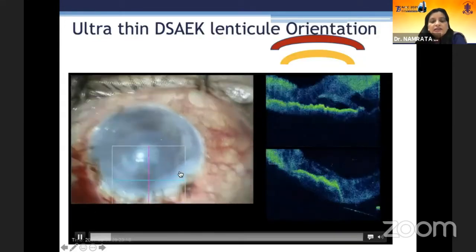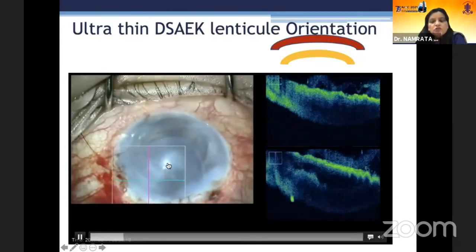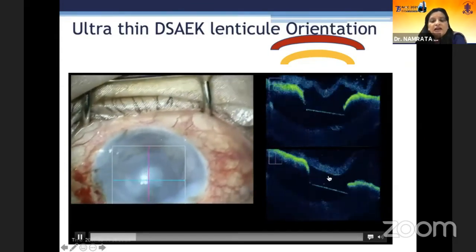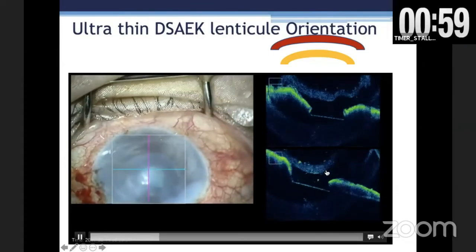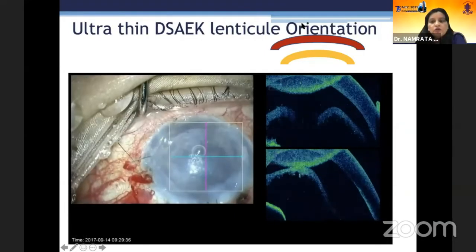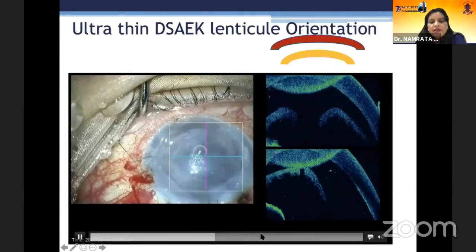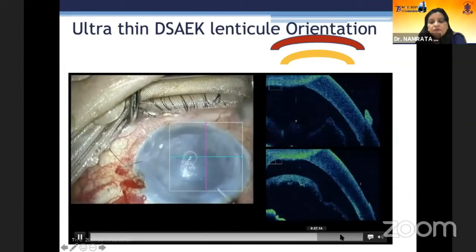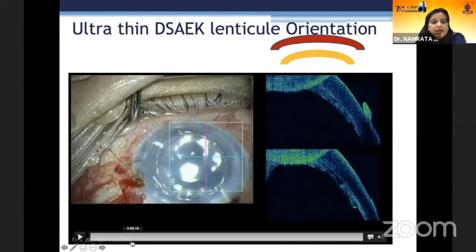Now, when you do an ultra thin DSEK, such as in this case, the cornea is also hazy. You can't make out which side the graft has flipped. So you look at the curvature of the cornea and you notice that this is upside down, so it has to be like this. And then you can very easily put an air bubble there and get it into the correct orientation.